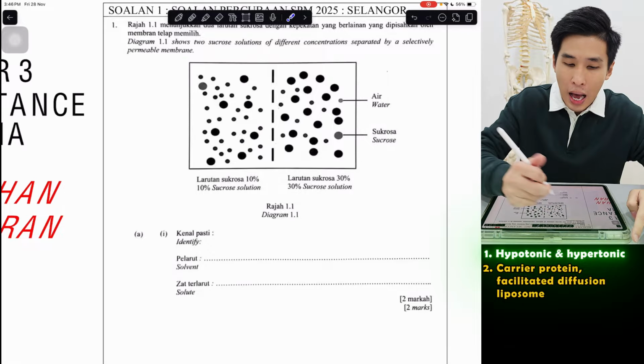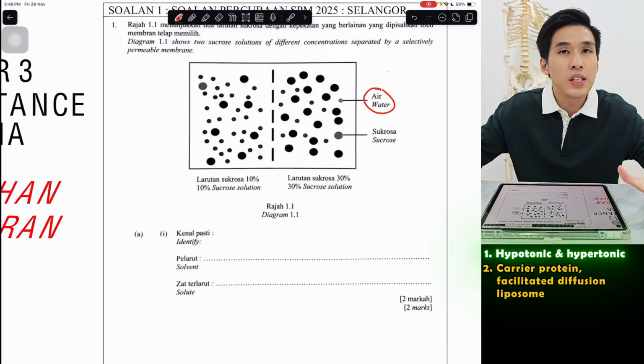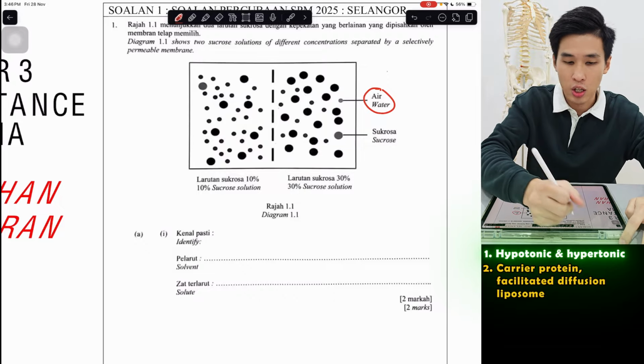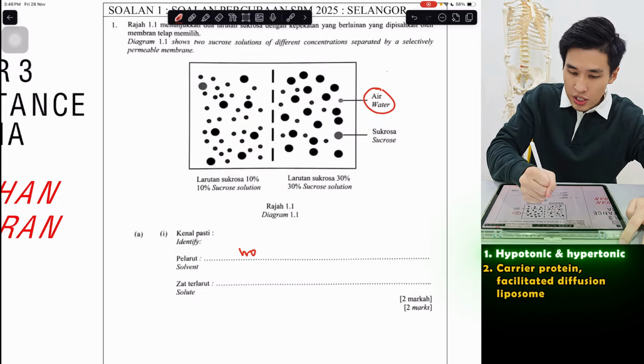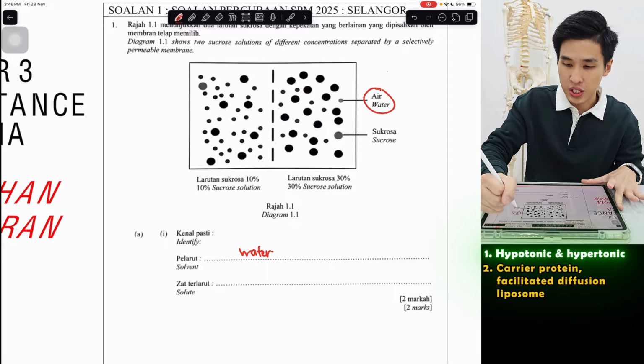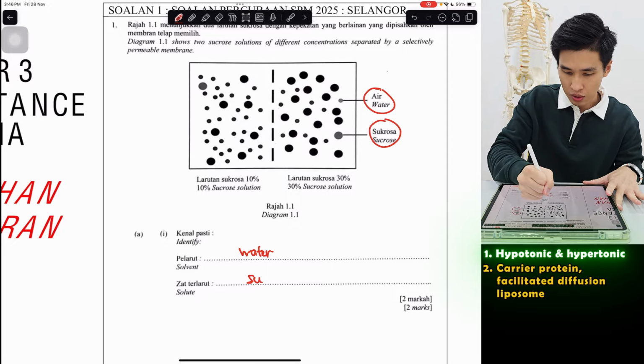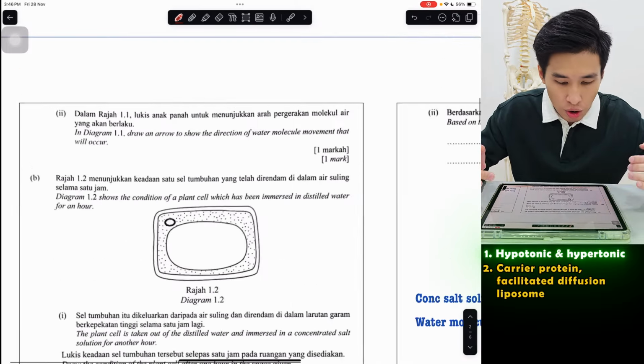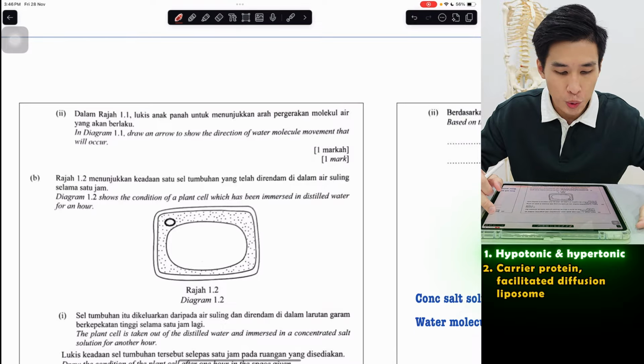Solvent is always our water. Solute is the molecules that dissolve in the water, so that's called a solute. So here solvent is water, sucrose, which is our sugar, dissolve in the water. So sucrose. Next, they ask us to draw an arrow to show the direction of water molecule movement that will occur.